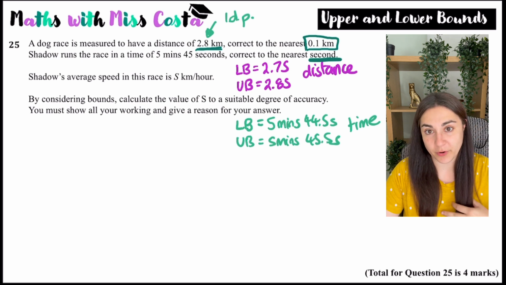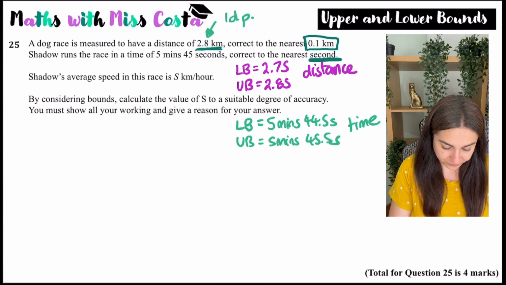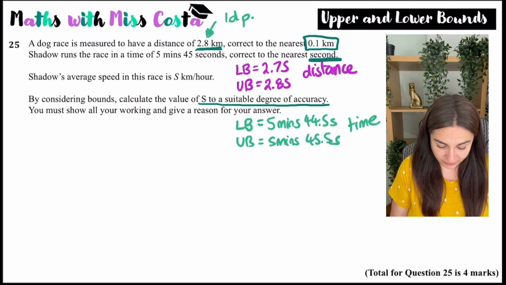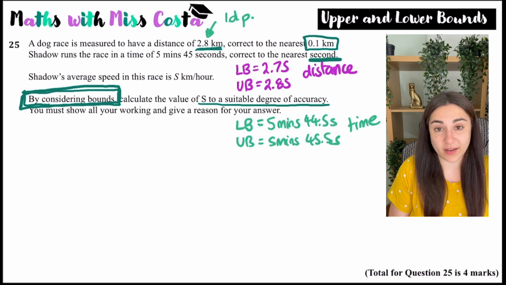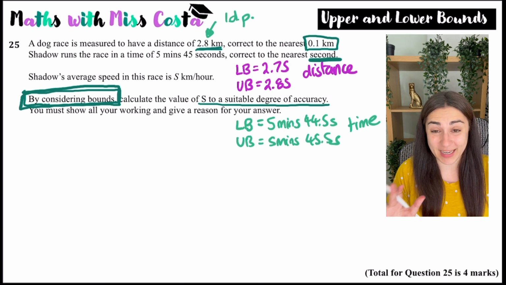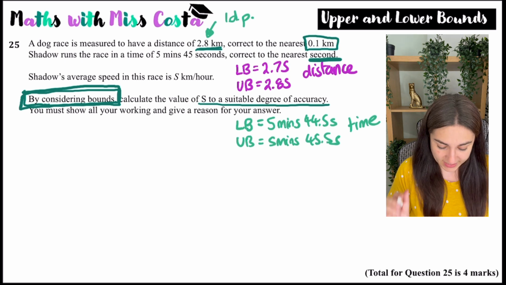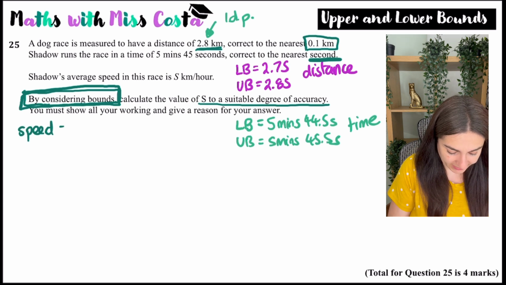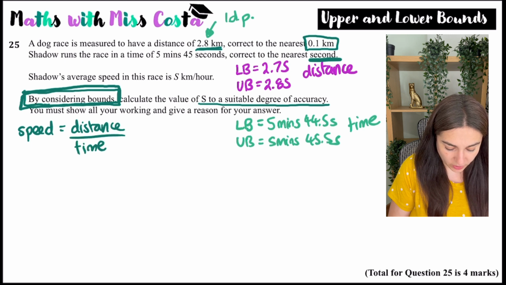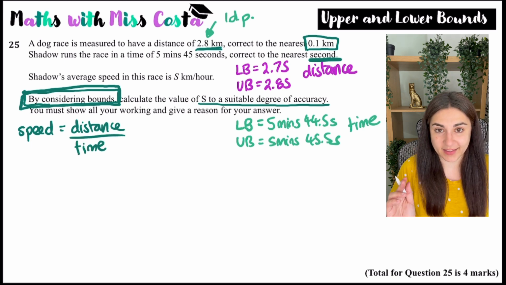I've established my upper and my lower bounds. And now I need to work out the speed to a suitable degree of accuracy by considering bounds. Now, whenever you see this question, and obviously this is quite last minute, what I'm going to tell you to do, if you have the time, is just work out each possibility. So for instance, in this case, how do you work out speed? Speed is distance over time. So you're going to have 4 answers.